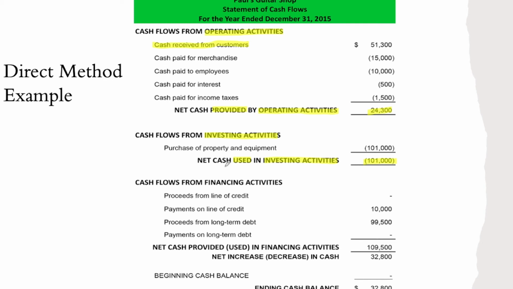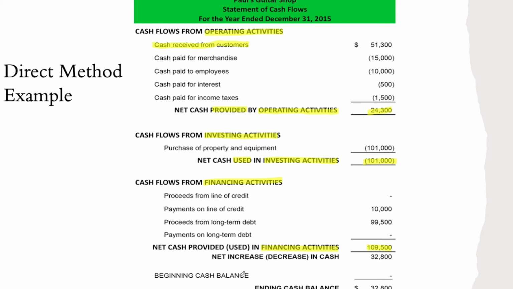Finally, rounding off, we want to display our financing activities section. So we would just have cash flows from financing activities. We have the different types of non-current liabilities activities here. And of course, we're going to want to net that out, which we come to 109,500. And the net balance in the line provided, net cash provided, used in financing activities.